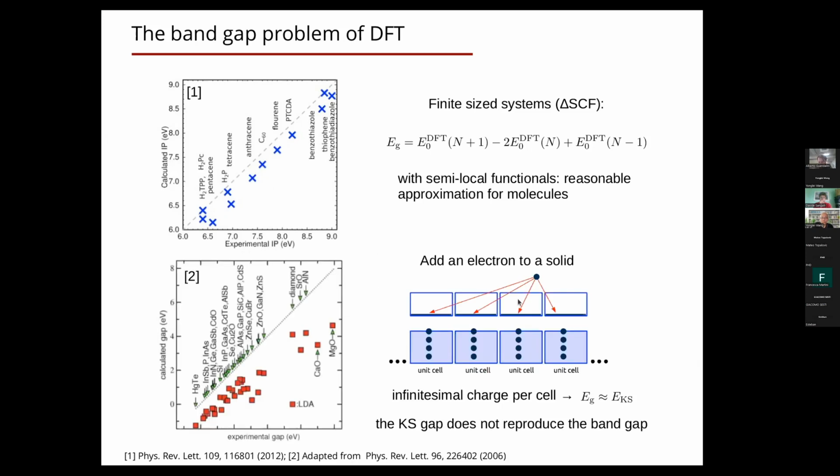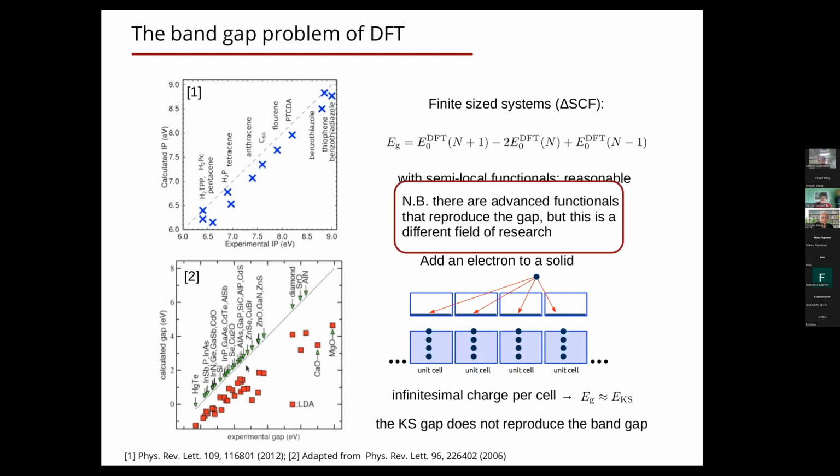And this is because adding an electron to a solid is something more delicate, because this means adding an infinitesimal fraction of it to each unit cell of the system. And if you do this for a local or semi-local functional, you obtain that the fundamental gap is equal to the Kohn-Sham gap, while the Kohn-Sham gap is not an accurate value for the fundamental gap with respect to experiments. So this is why many-body perturbation theory is usually employed in order to get the proper fundamental gap of solids.